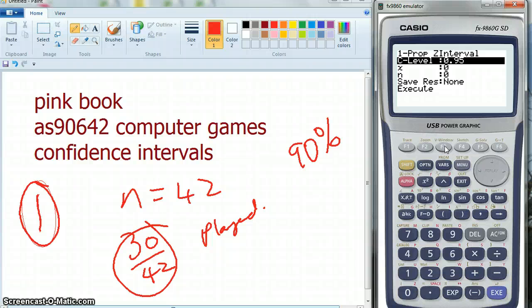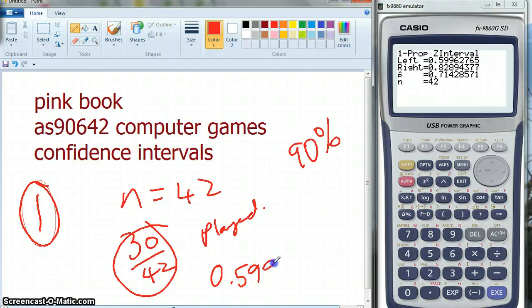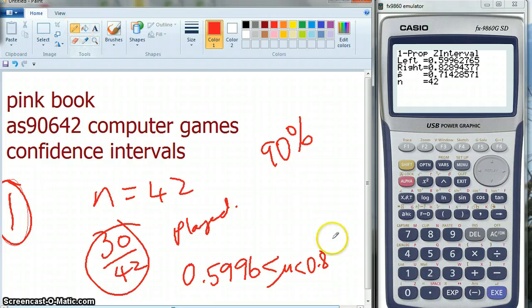1p. And my confidence level is 0.9. And what's the x? It's actually 30, yeah. So 30 were playing computer games every day out of the 42. And we hit execute and we get these numbers. So we know that our mean is going to be somewhere between 0.5996, and that next number, on the right, 0.8289. Okay, does that make sense?